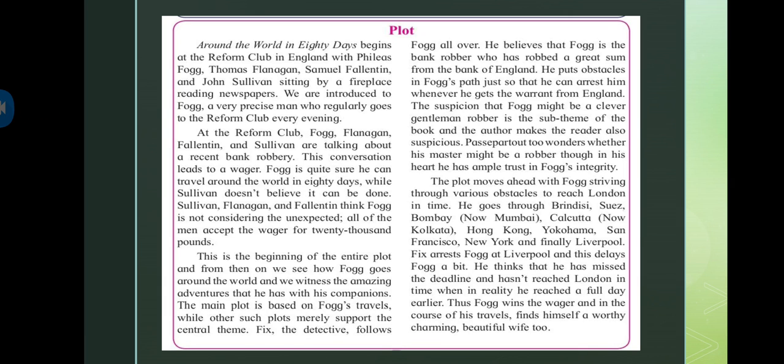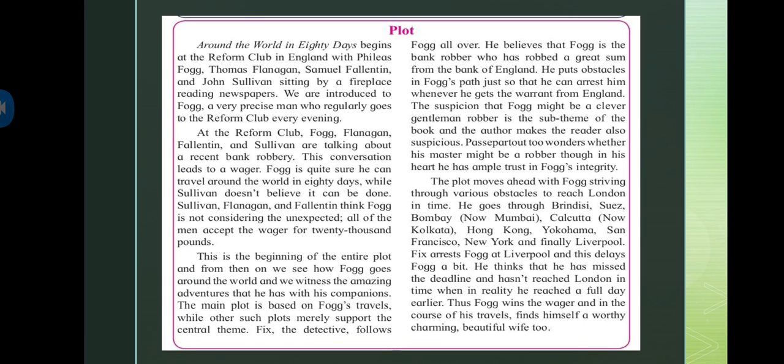Fix the detective follows Fogg all over. He believes that Fogg is the bank robber who has robbed a great sum from the Bank of England. He puts obstacles in Fogg's path just so that he can arrest him whenever he gets the warrant from England.